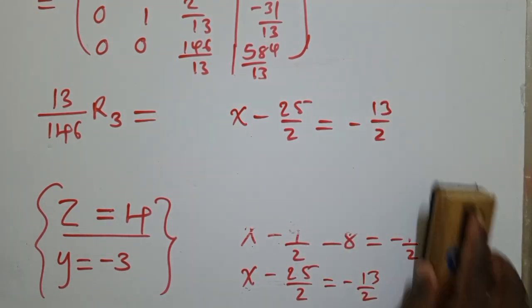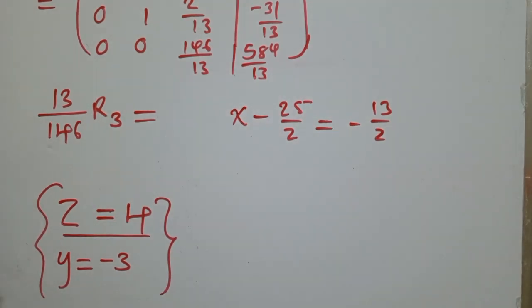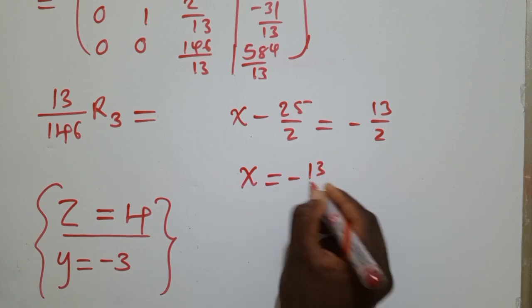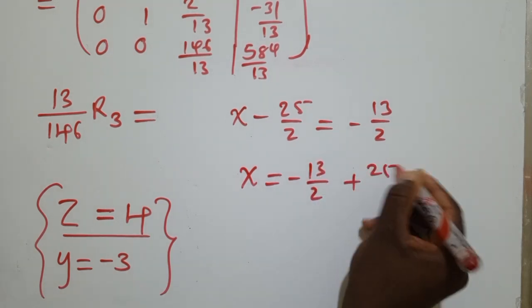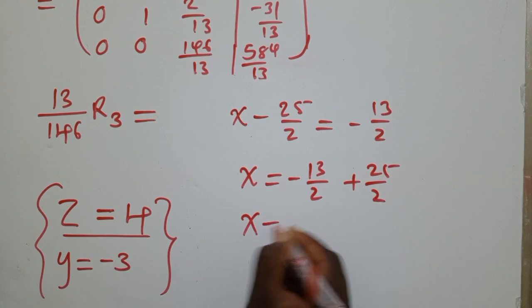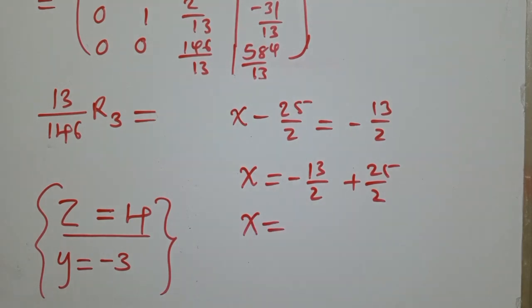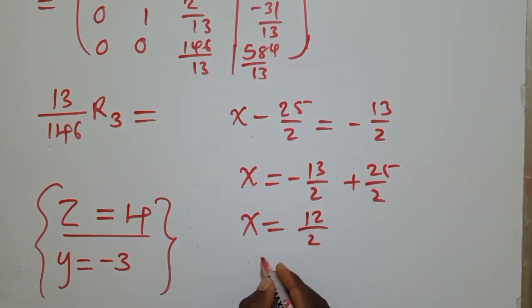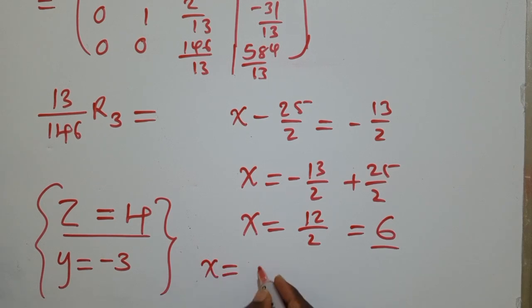So we now group the like terms. We've got x is equal to negative 13 over 2 plus 25 over 2. So the value of x in this case will simply be equal to 12 over 2, which is equal to 6. So the value of x is equal to what? To 6.